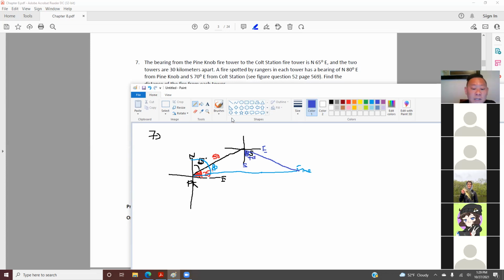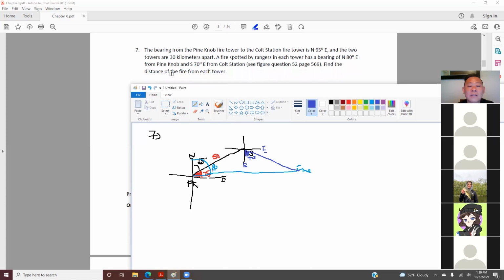So the question is asking us, find the distance from each tower. So you need to find what is X, which is from the coast station to the fire, and you need to find what is Y from the Pine Knot to the fire. So what is this thing? So that means that we have to figure out what this triangle is.